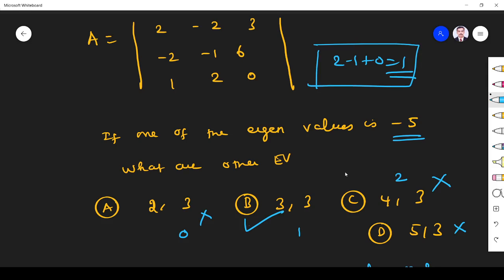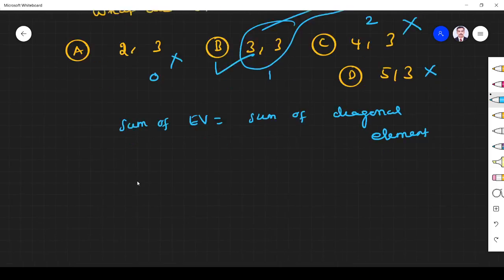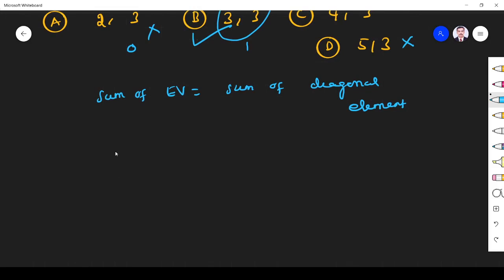Sum of diagonal elements is 1. If I sum all the 3 eigenvalues, I get 1. So option B is the right answer. In this way we can solve the problem.